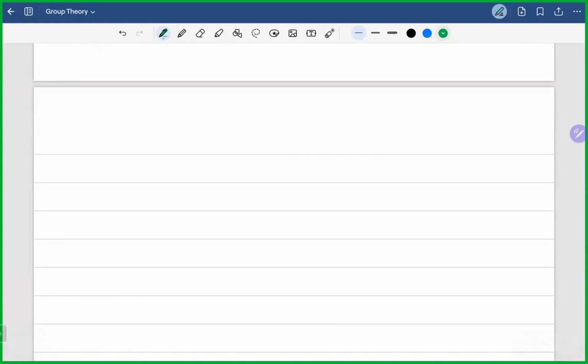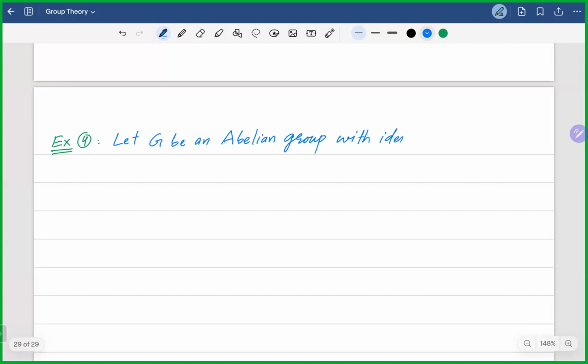So example 4. We consider this example 4 because we have already presented 3. Example 4 says, let G be an abelian group with identity E. Then we write H as X from G such that X square is E, is a subgroup of G.